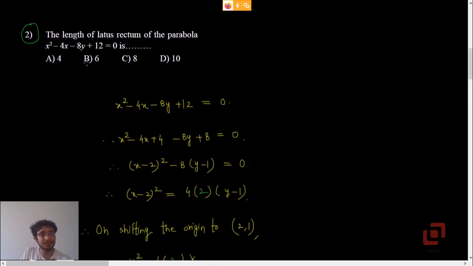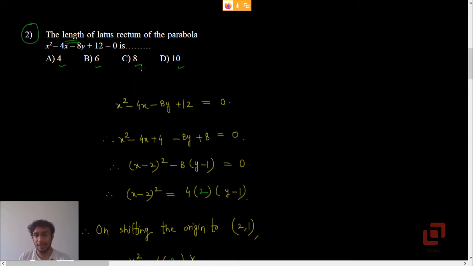Question 2. The length of the latus rectum of the parabola x squared minus 4x minus 8y plus 12 equal to 0 is. Okay, option A 4, option B 6, option C 8, and option D 10.